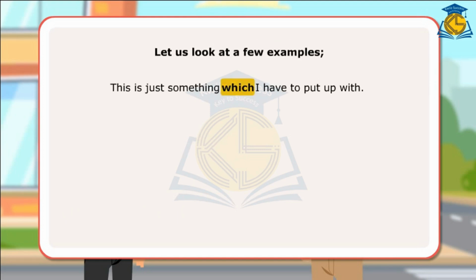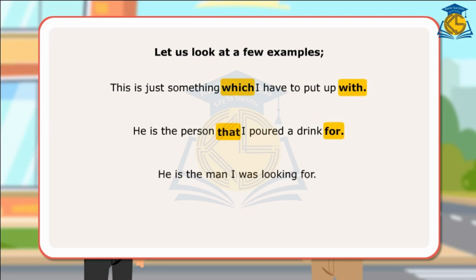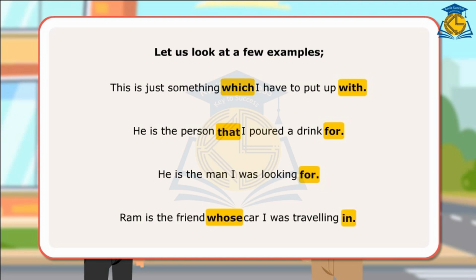This is just something which I have to put up with. Used with a phrasal verb in the relative clause. He's the person that I poured a drink for. For is used as the relative pronoun is functioning as the indirect object of the verb in the relative clause. He is the man I was looking for. Here, whom is understood. Ram is the friend whose car I was traveling in. Used at the end of the sentence with relative pronoun whose.